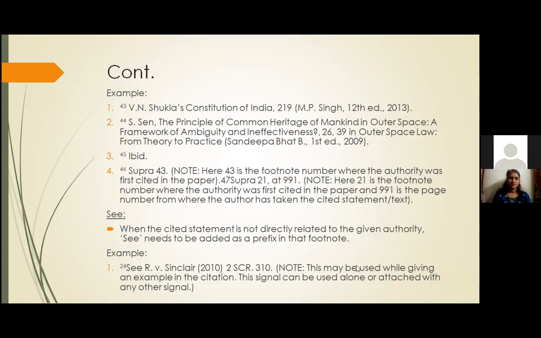And the "See, e.g." signal is basically a prefix. Why do we use this? When the cited statement is not directly related to the given authority. Say there is a sentence where I'm explaining Article 21, but the case law that I'm giving as a footnote is not directly related to that. It is somewhat related, but not directly. That's when I use the term See.